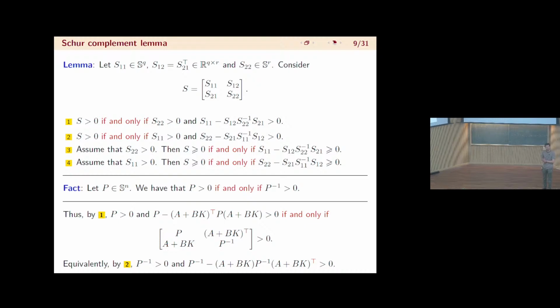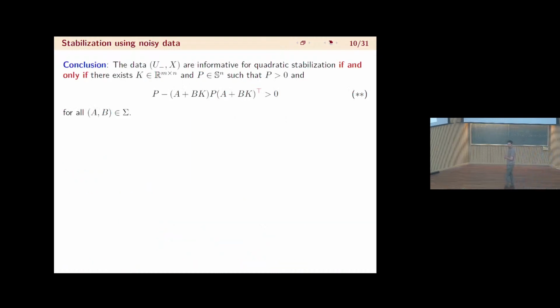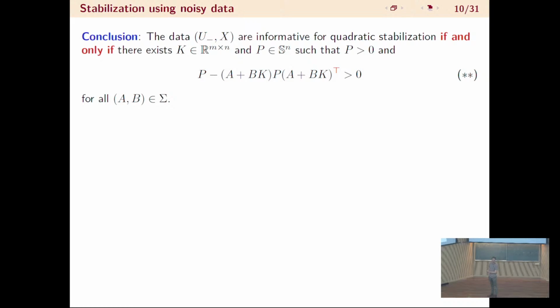Let's summarize the progress that we made so far then. What we've proven is that the data are informative for quadratic stabilization if and only if there exist matrices K and P, such that P is positive definite, and the dual Lyapunov inequality holds. Again, where I put the transpose here on the right. By the way, I swept a little bit under the rug the fact that I also redefined P as P inverse here, but of course there exists a positive definite matrix P inverse if and only if there exists this positive definite matrix P.